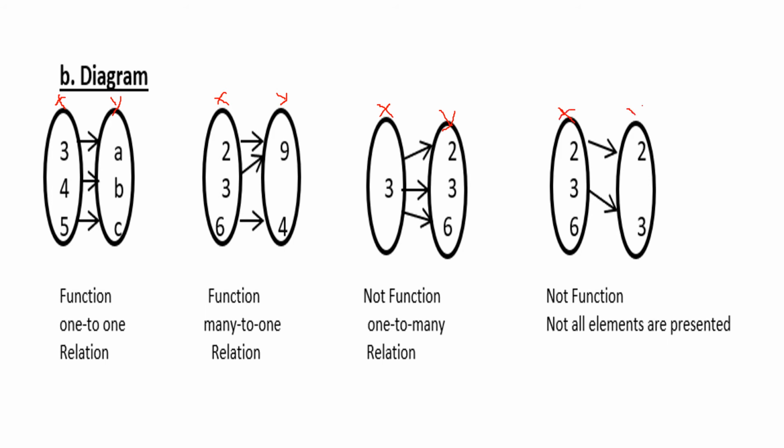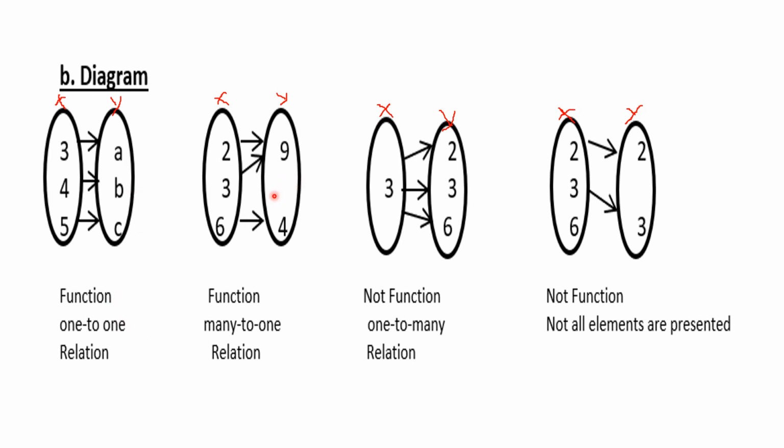If you notice, they are functions because our input here is 3, then the output is only 1, which is A. Our input is 4, the output is B. Then input is 5, then the output is C. Still, we have a unique input and also a unique output. So this is what we call a one-to-one function. One input to one output. So that is a one-to-one relation or function. So it is a function.